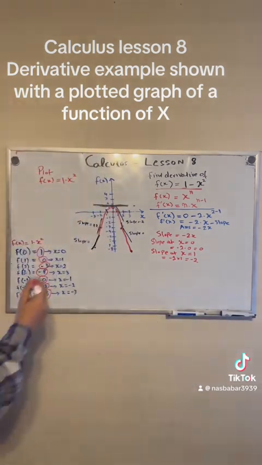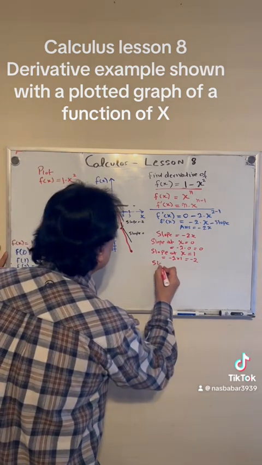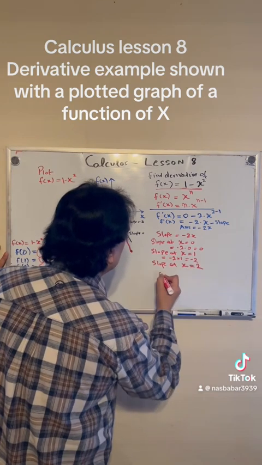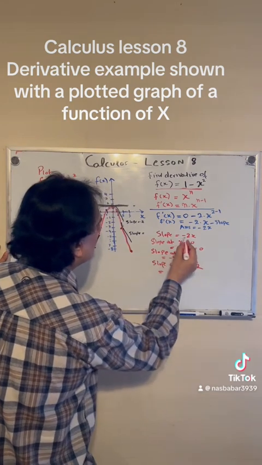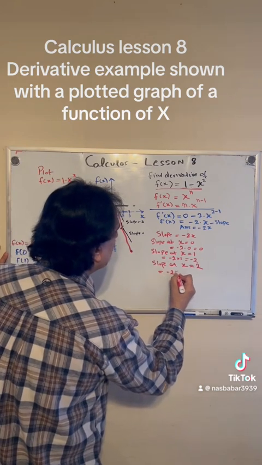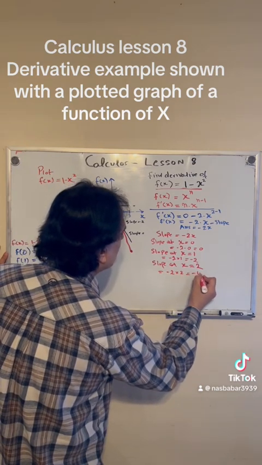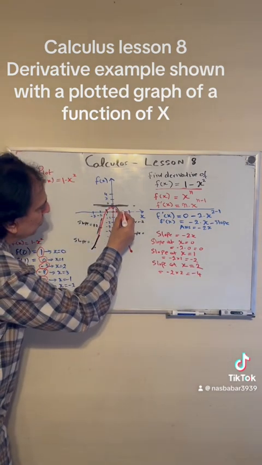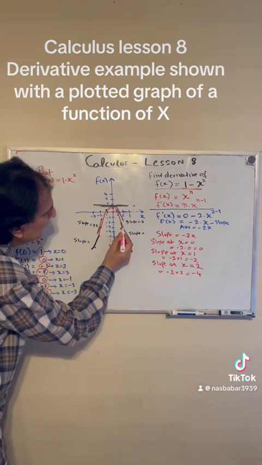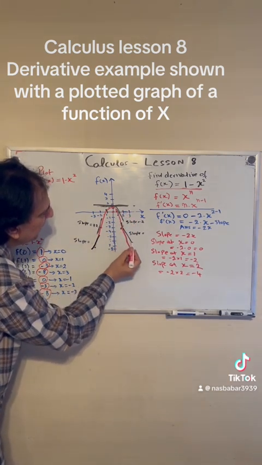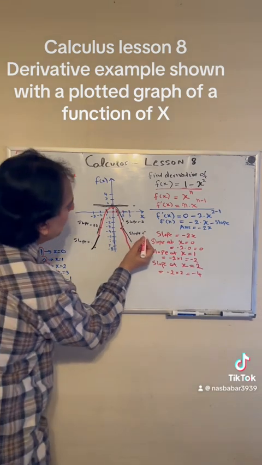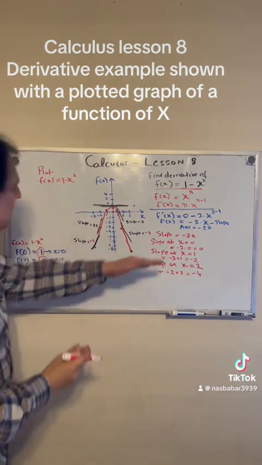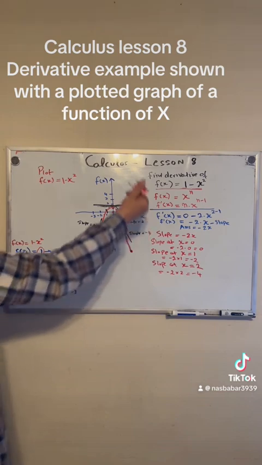Now let's keep on moving. Let's say we find the slope at x is equal to 2. So I plug this in, minus 2 times 2 is equal to minus 4. So essentially what I'm saying is that at this point x is equal to 2, if I draw a tangent line, my slope at this point is going to be minus 4. And if you replace these x's by negatives, you will get the same thing on this side.